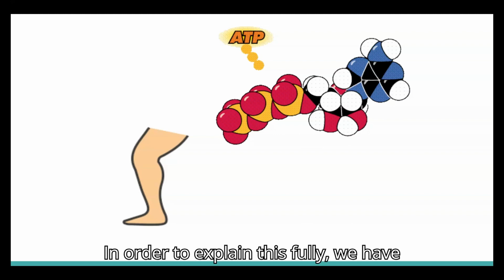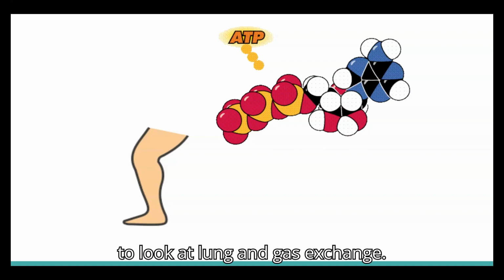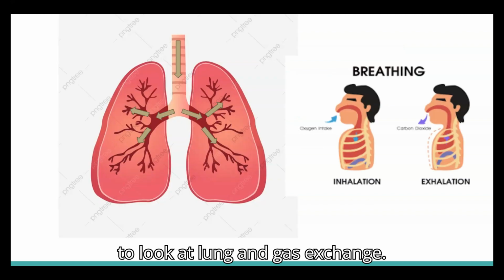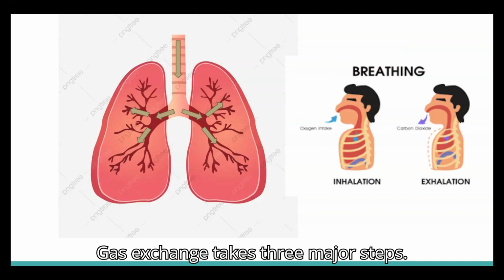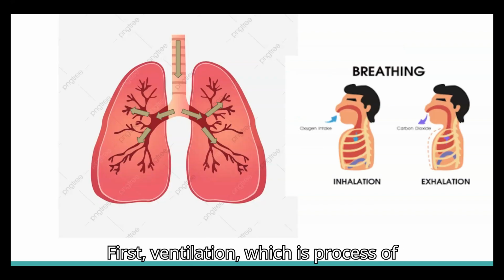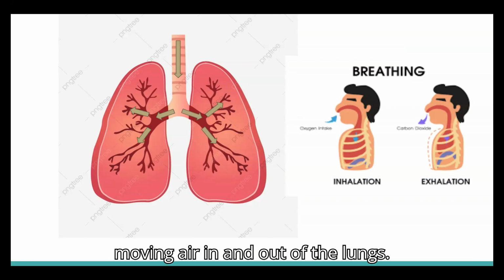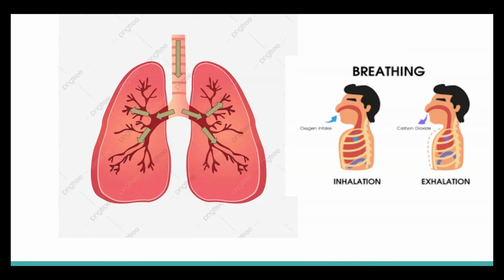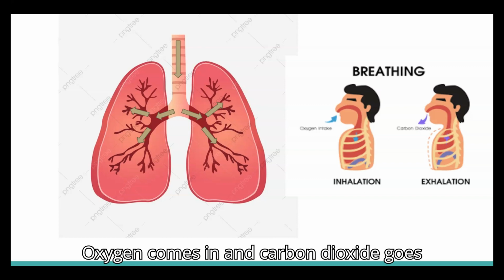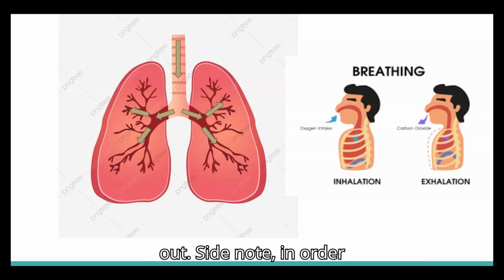In order to explain this fully, we have to look at lung and gas exchange. Gas exchange takes three major steps. First, ventilation, which is the process of moving air in and out of the lungs. Oxygen comes in and carbon dioxide goes out.